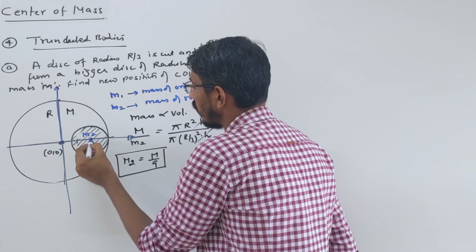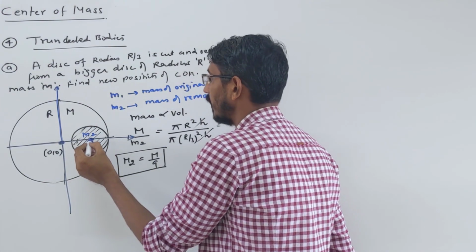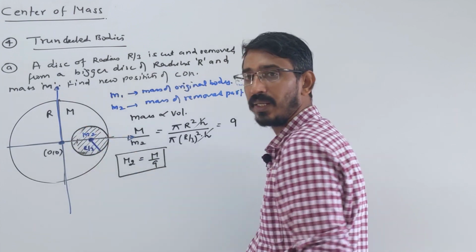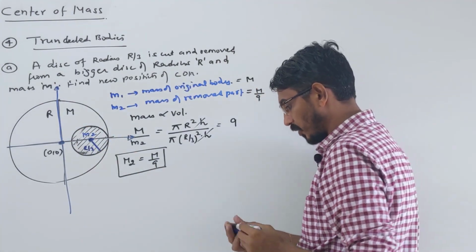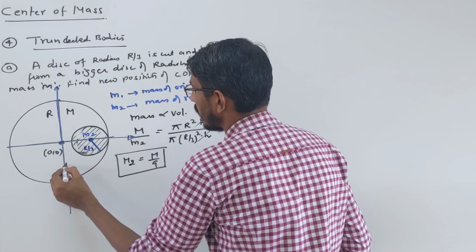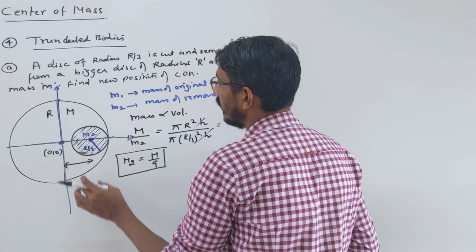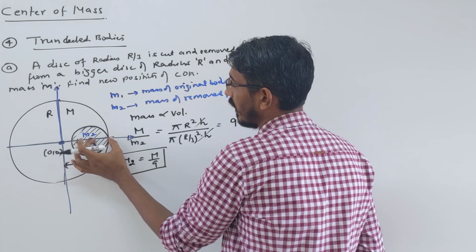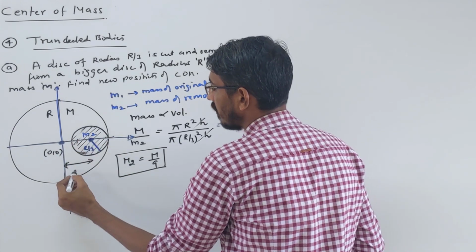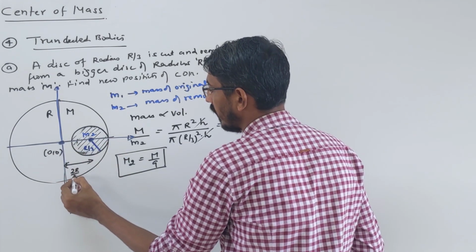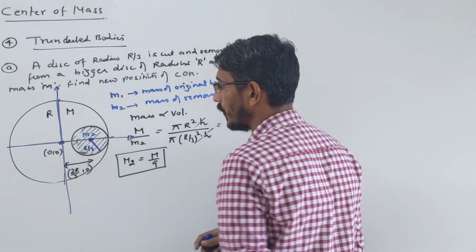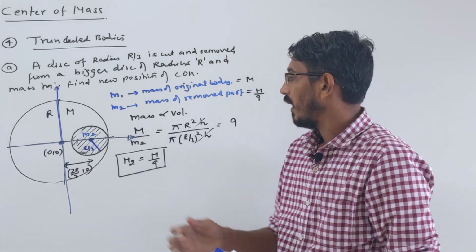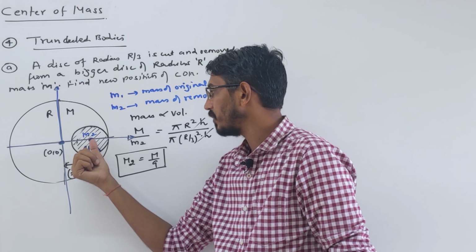And now you write what is the coordinate of this point. This is the center of mass of this removed part, right? So what is that distance? We have to calculate that distance. This radius is r by 3, and this is a complete r. So that is simply r minus r by 3, which means 2r by 3, and the y coordinate is 0. I have located the coordinate of this body.